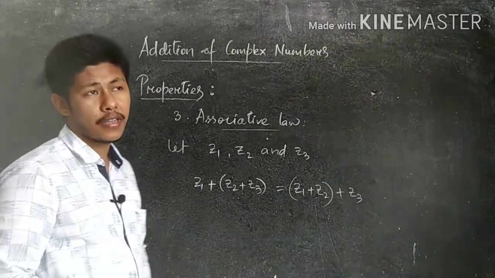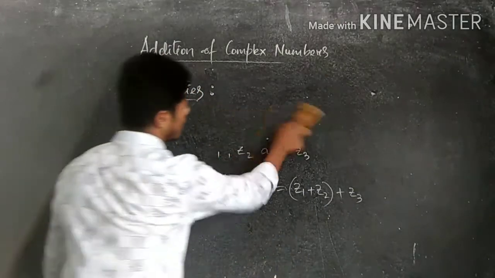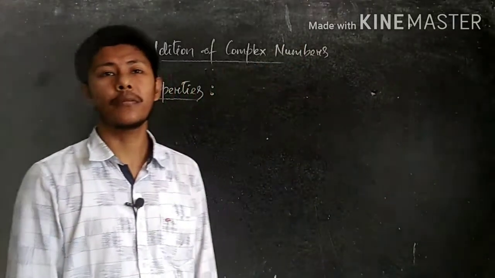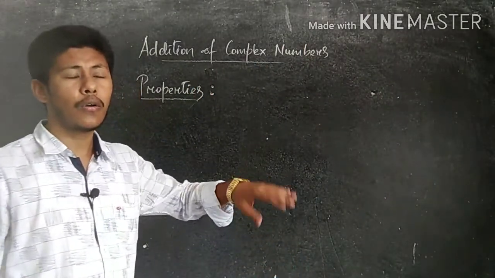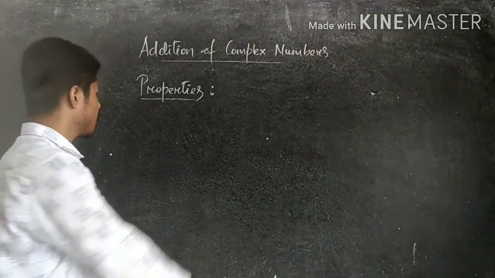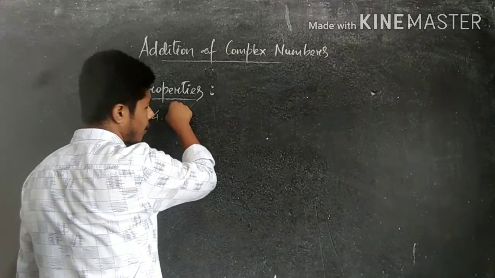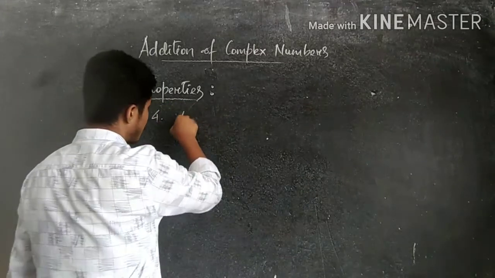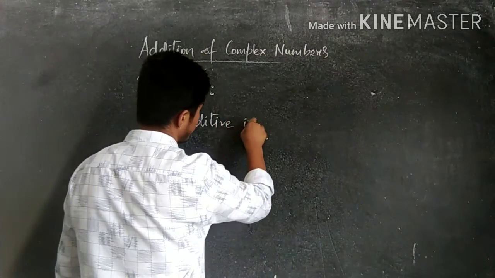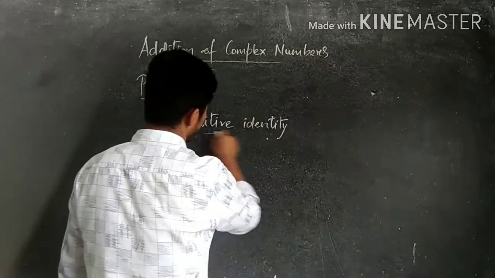The next property is here, additive identity. Additive identity is very important here in case of complex numbers. Or also we can say here existence of additive identity. So the next property we have to write, property number 4, existence of additive identity actually. So simply here I write additive identity.